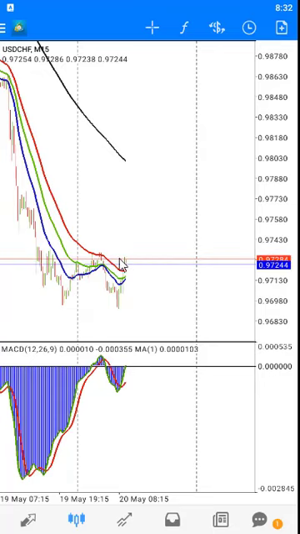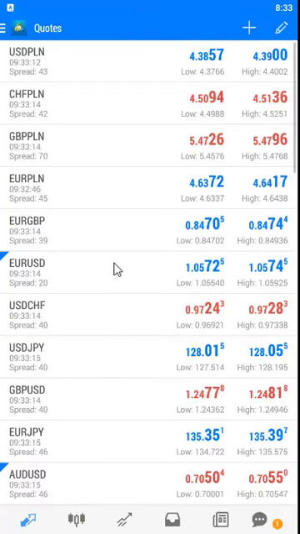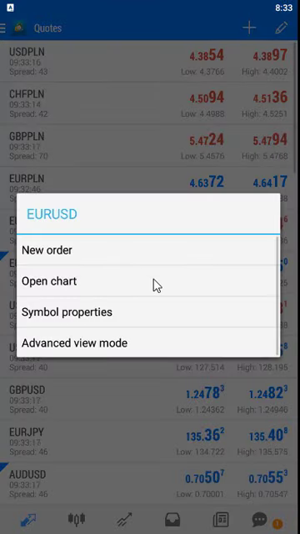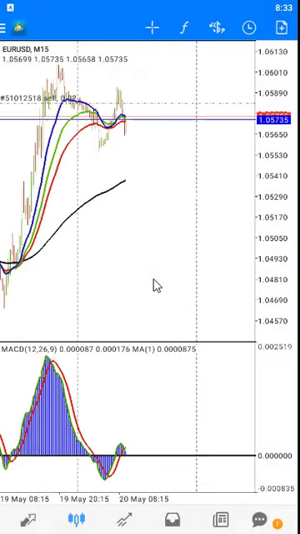So at this point you do nothing until the price moves down again below our blue moving average. Then we're going to look for a sell opportunity again. So let me quickly show you Euro USD, and then we can end the video. Let me go to Euro USD here. Now, Euro USD, open chart.